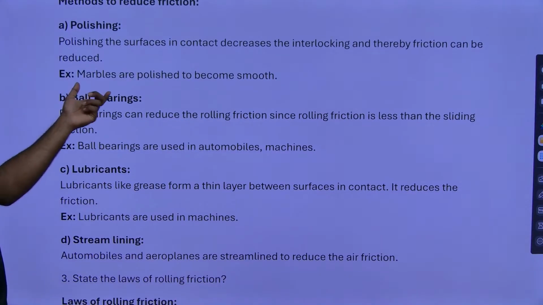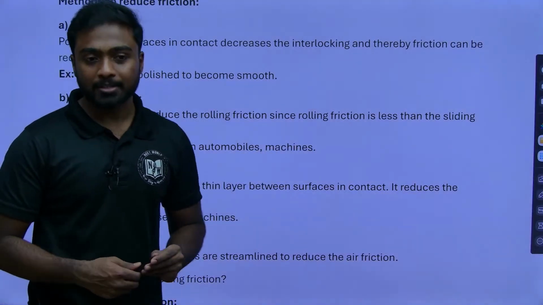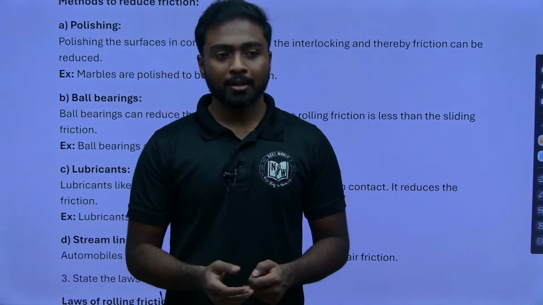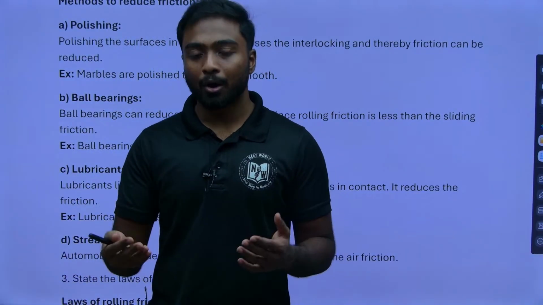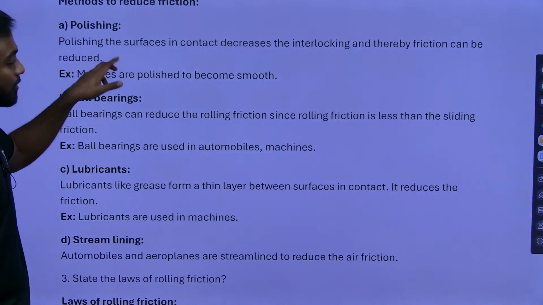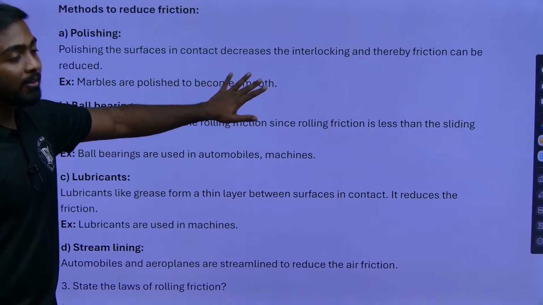When you talk about the marbles on the floor, they are polished, right? From where are we getting the marbles? From the rocks only. When we are talking about rocks, it's a hard surface. When we polish that surface, it becomes like a marble. So marbles are polished to become smooth.